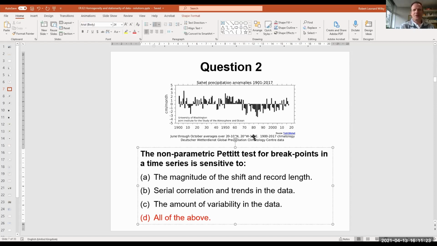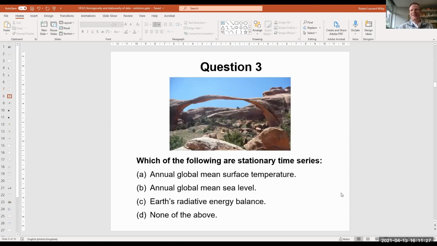Okay, let's go to the next question. Question 3, which of the following are stationary time series? Annual global mean surface temperature, annual global mean sea level, Earth's radiative energy balance, none of the above. Same thing, see what you think, and please enter that into the box. Now I see everyone is answering D, none of the above. Correct, none of the above.